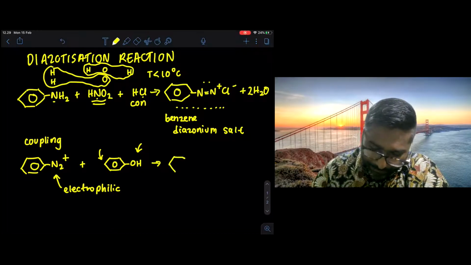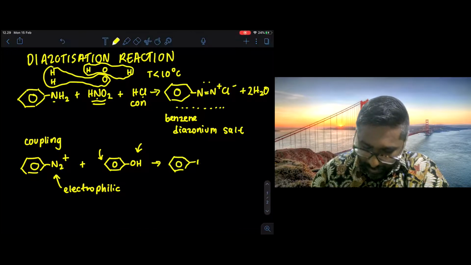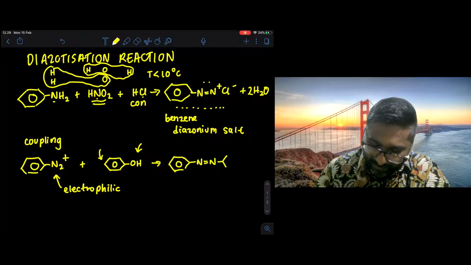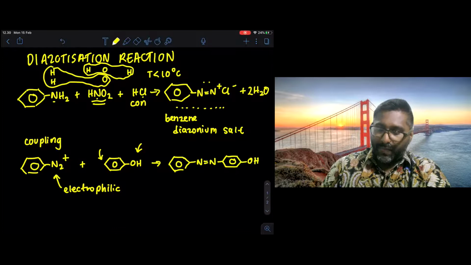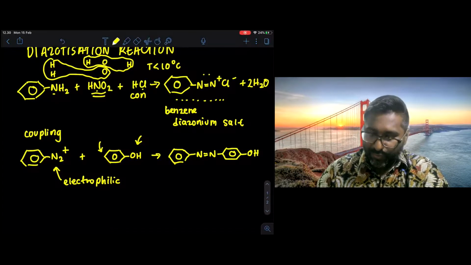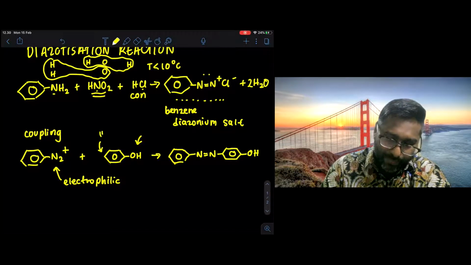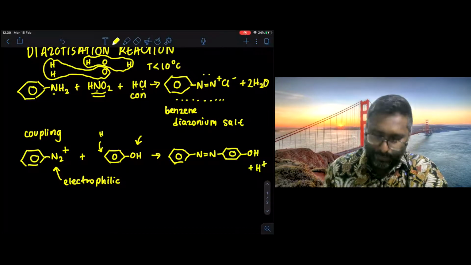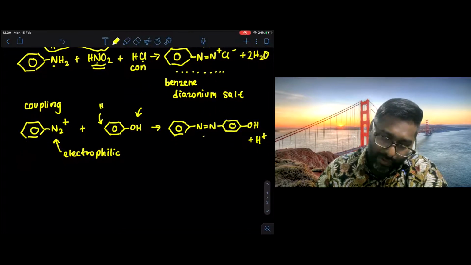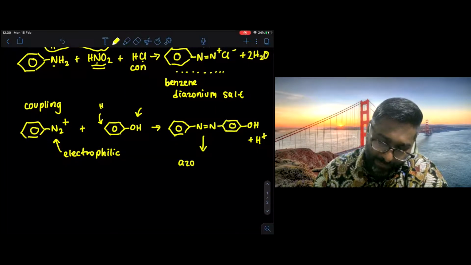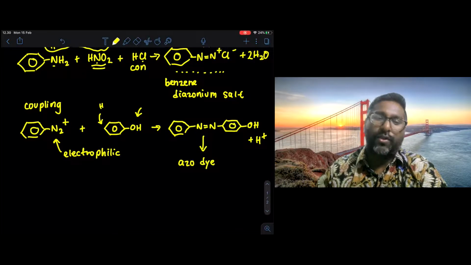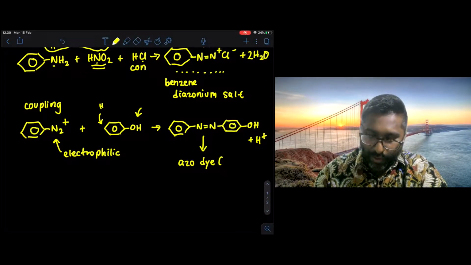Let me draw. N double bond N joins with this position number 4, and you are going to have the phenol over there. And do remember, because it's a substitution reaction, there is one H over there, so this H will come out. So plus H plus. Now this is what we call an azo dye, and this particular molecule over here is going to be orange in color.